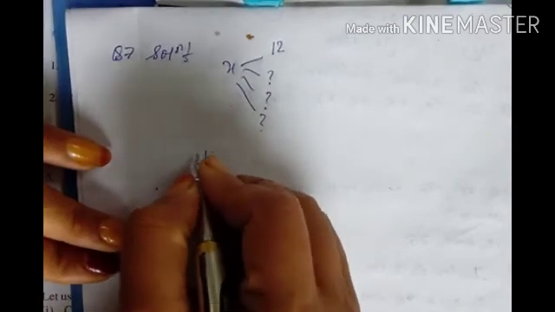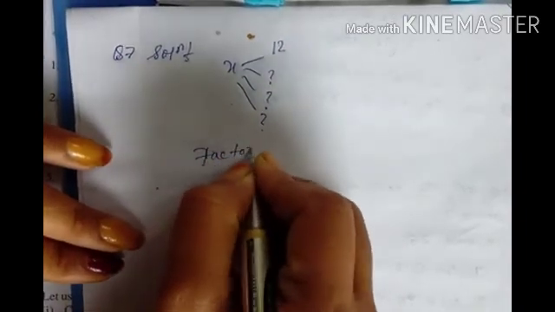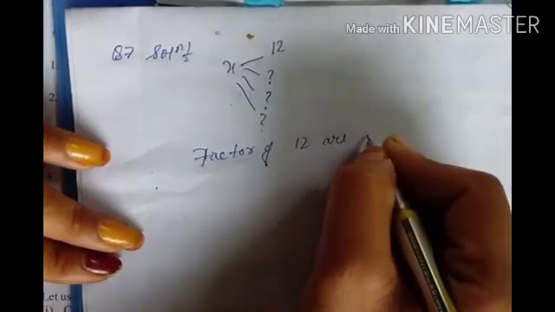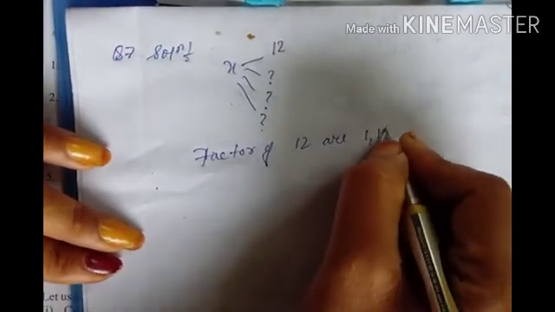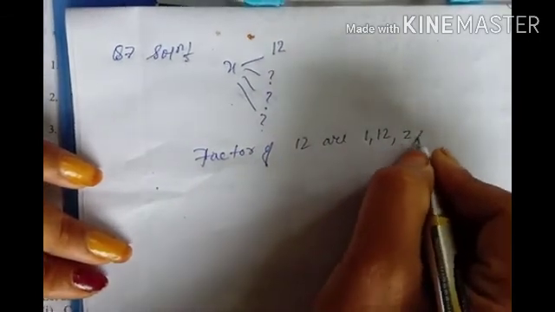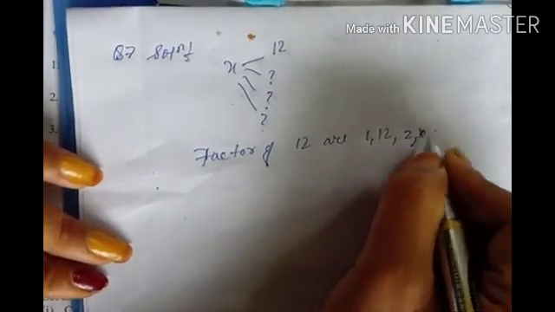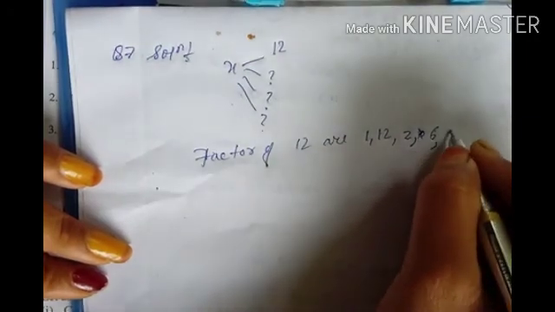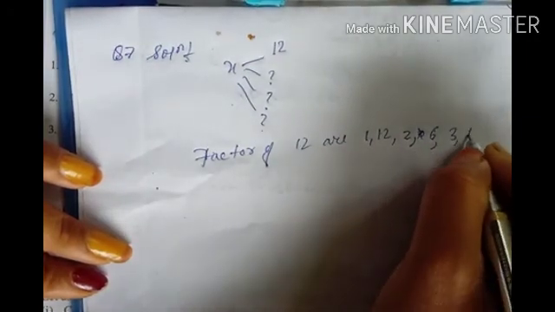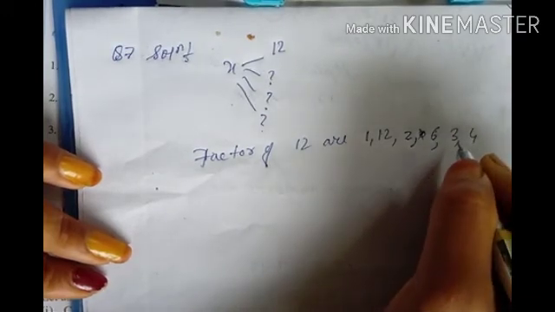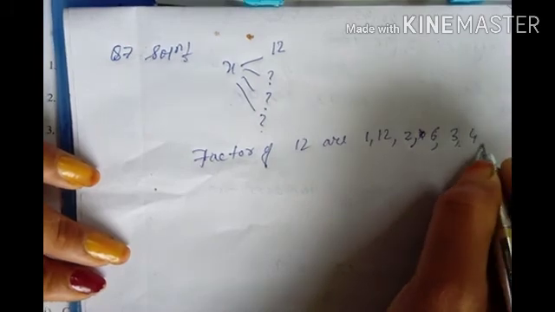What are the factors of 12? Now 1 into 12 is 12, so you can write the factors like this also. 2 into 6 is 12, so 2 and 6 will also be factors. Again 3 into 4 is also 12, so 3 and 4. And 4 into 3 is also 12. So if 3 is a factor, then 4 is also a factor.